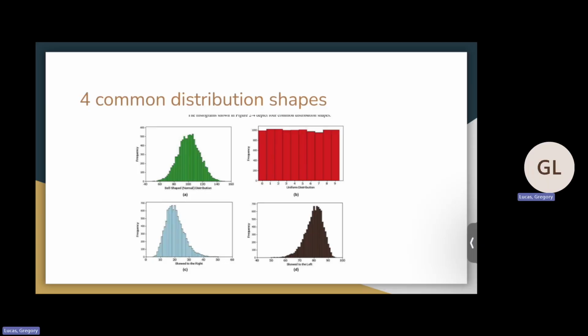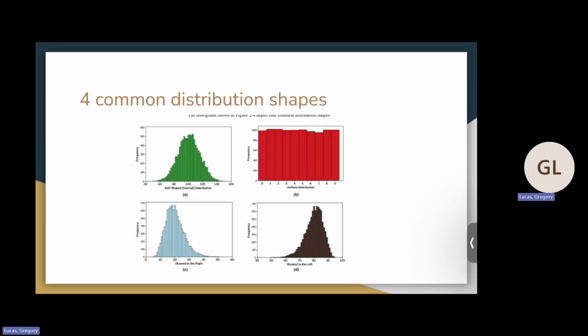The red histogram is what's called a uniform distribution. Uniform means everything's the same, so all the bars should be about the same. They don't have to be perfect, they just have to be about the same. So as long as the frequencies are about the same, we can say it's uniform.